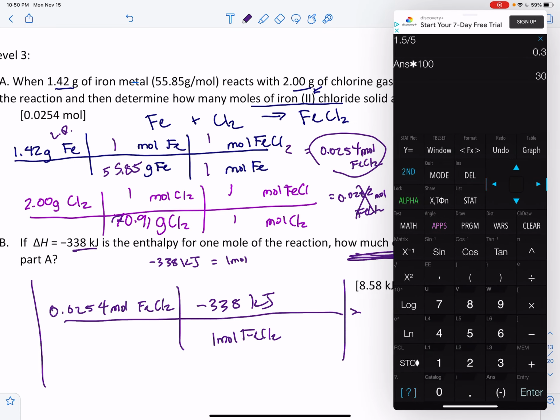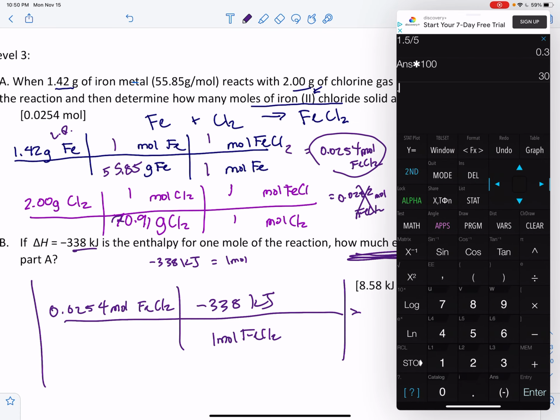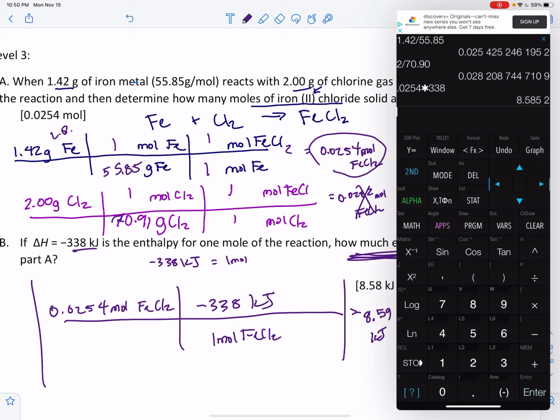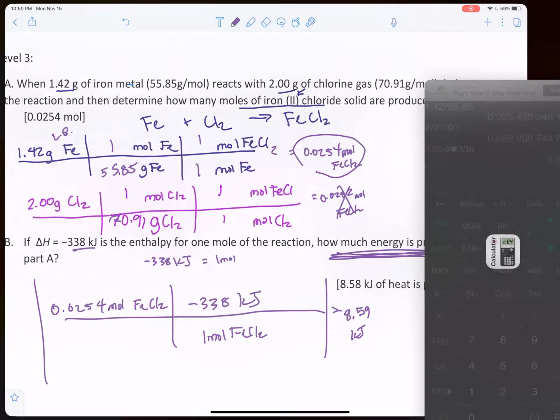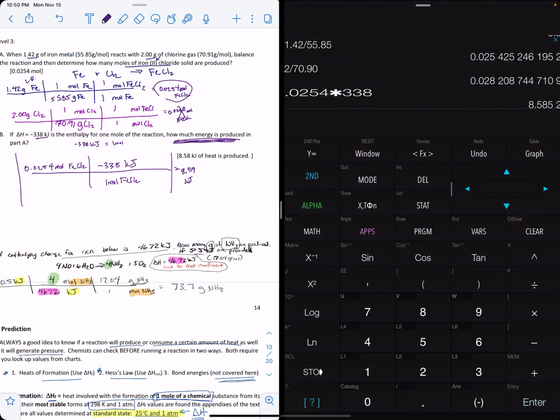Then I'm going to bring my calculator over. So I have my 0.0254 times 338. So that's going to give us 8 point, and we're doing 3 sig figs, 5, 8. Well, in this one, I might round it up to 8.59 kilojoules. There you go.